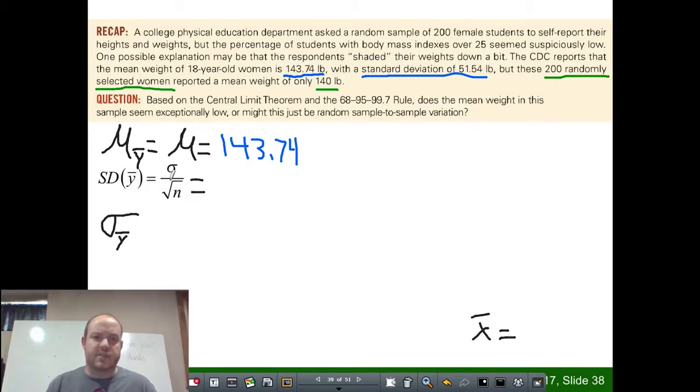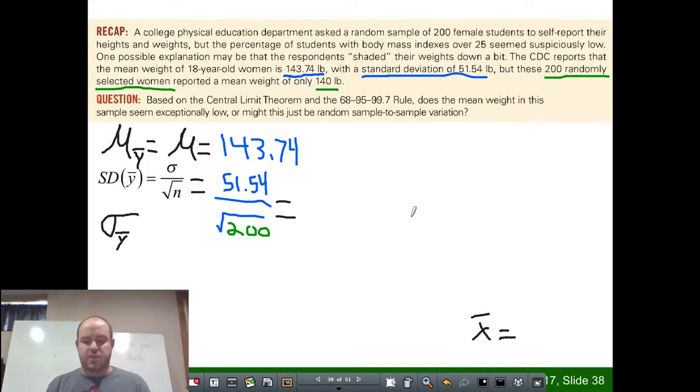And the standard deviation, we actually have to do some work. So we're going to take the standard deviation, which is 51.54, divided by the square root of our sample size. Now, what was our sample size in this case? Remember, we underlined it in green already. That's going to be our 200. Okay, so what is that all equal to?